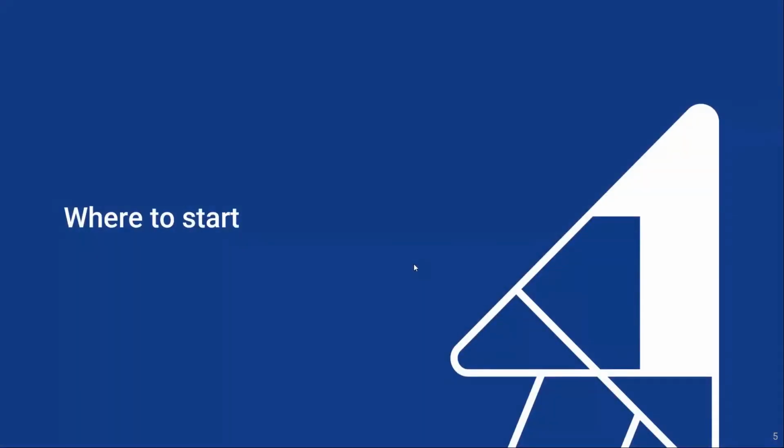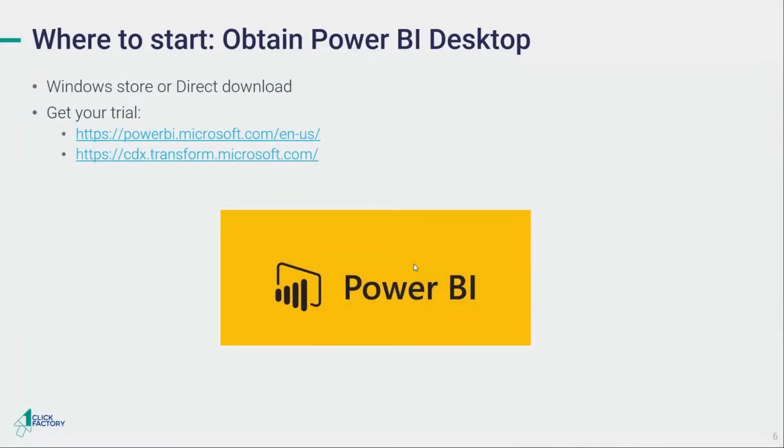Okay, so let's try to understand where we can start, how to start using Power BI and integrate it to Business Central. Of course, first of all, you need to obtain Power BI Desktop. You can get it from Windows Store as an app, and you can use a direct download link. Microsoft recommends you to use Windows Store, because you will get all the updates automatically. Of course, if you don't have a Power BI license and would like to have some hands-on, you can get a trial experience, and in the chat you will find these 2 links where you can get your Power BI trial and a Business Central demo or trial environment if you need any.